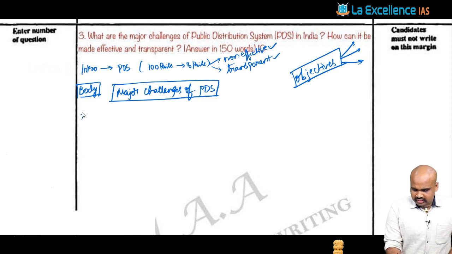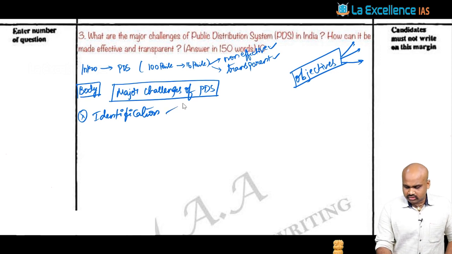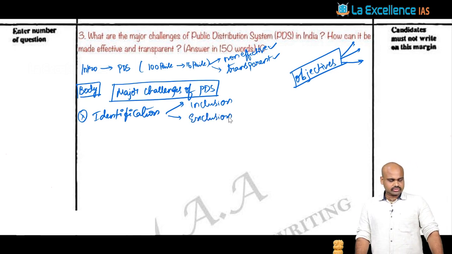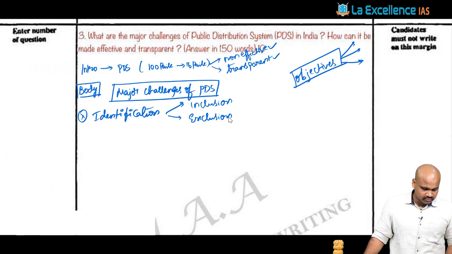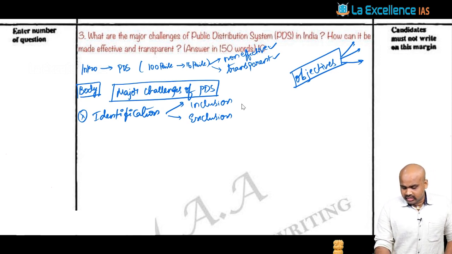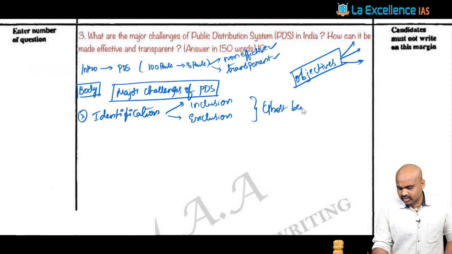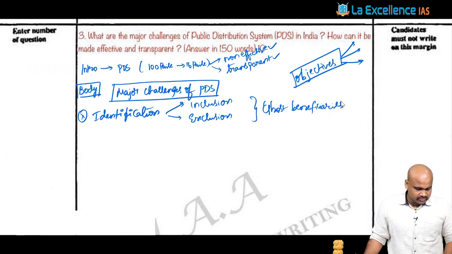And when you look at the major challenges, the major challenge that we come across is with respect to the identification of beneficiaries, where we see both sorts of errors, that is, inclusion errors and also exclusion errors. This is the major challenge that is persisting. Because when you talk about inclusion and exclusion errors, we also come across an issue called ghost beneficiaries, and that is a very, very big problem that we see.